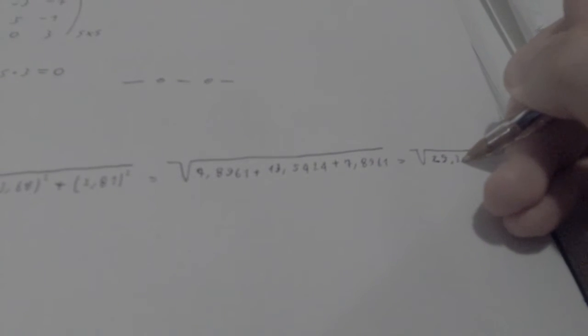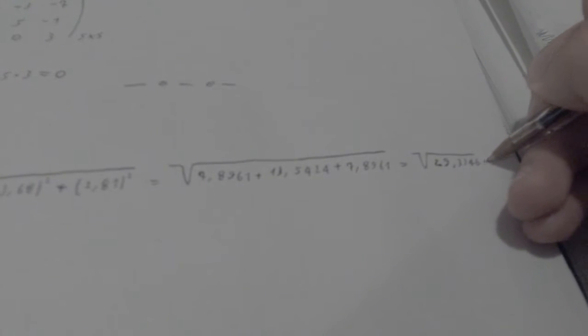The addition is going to be 29.3346, and the square root of this is about 5.42. And no, I'm not a wizard. I do have the Casio FX 220 Plus here. So yeah, I'm not a wizard doing the square root of this in my mind and rounding it up. So this is basically how you find the norm of a vector.